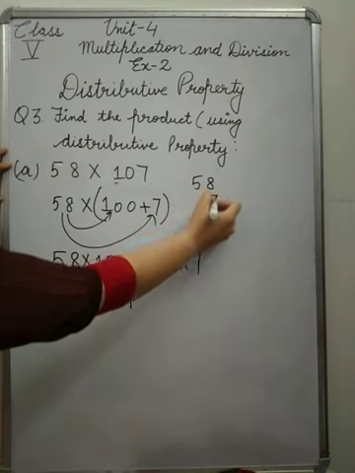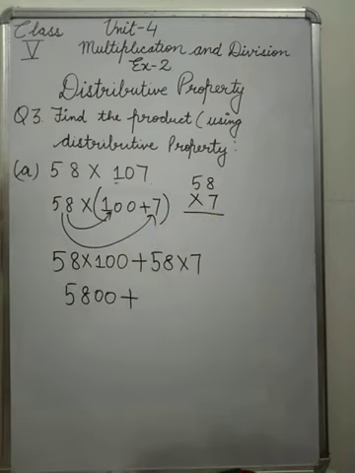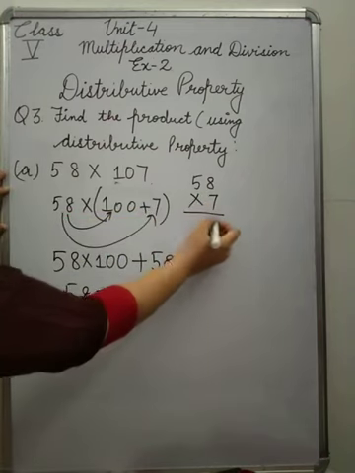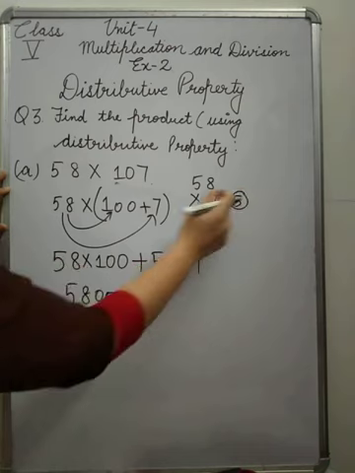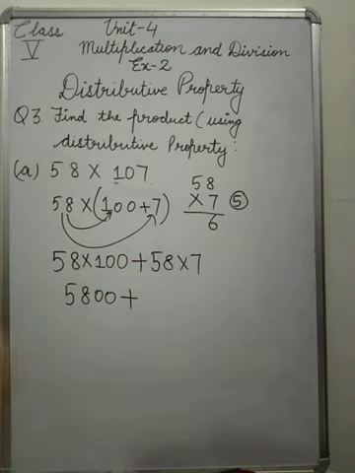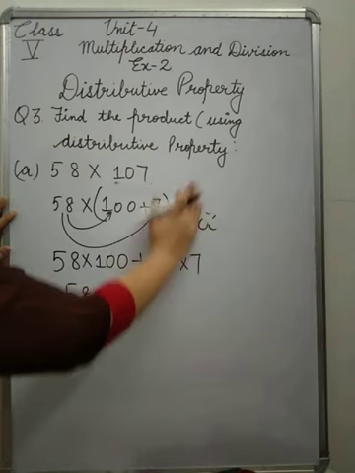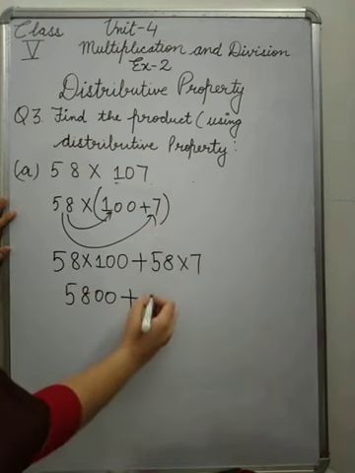58 into 7. Okay, see, 7 8s are 56. 7 5s are 35 plus 5, that is 40. So what will it be? 406. Done.